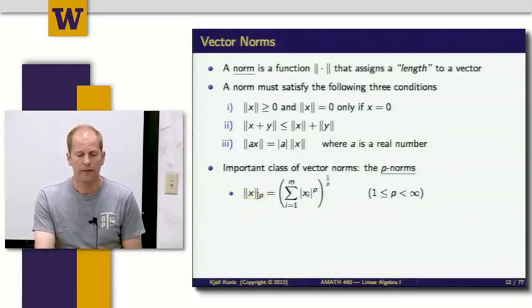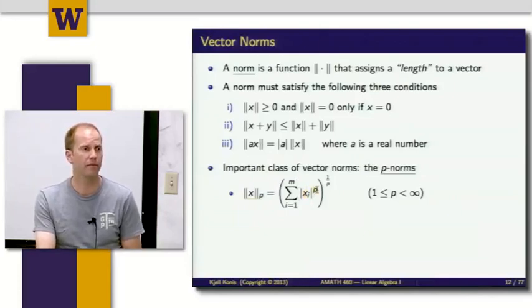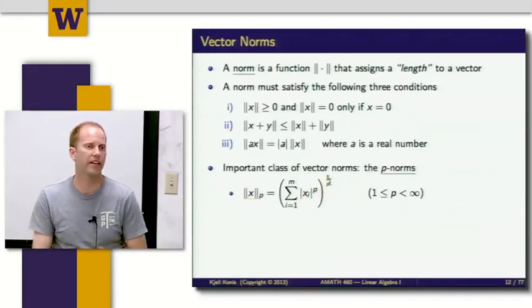So if I put a subscript p, what I'm going to mean is this expression here. So x_i, these are the components of my vector x. I take the absolute value of those to the pth power, and I sum them up. And then I take the pth root of that. So 1 over p is the same thing as taking the pth root.